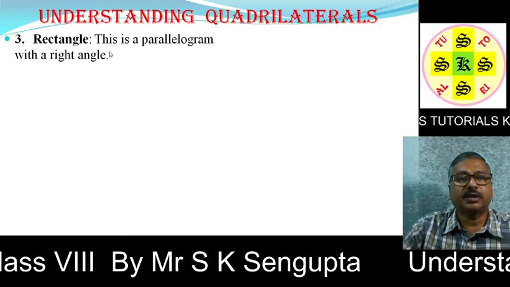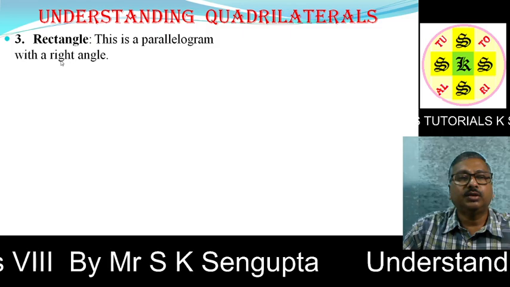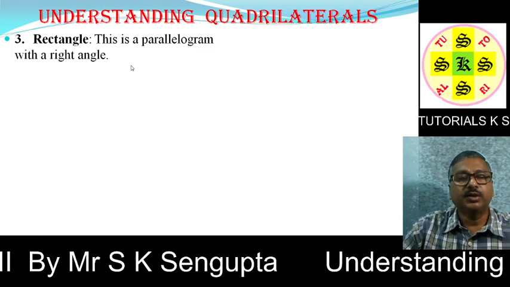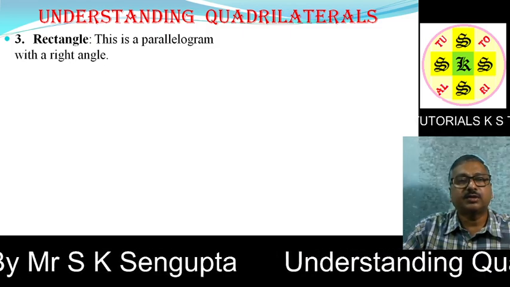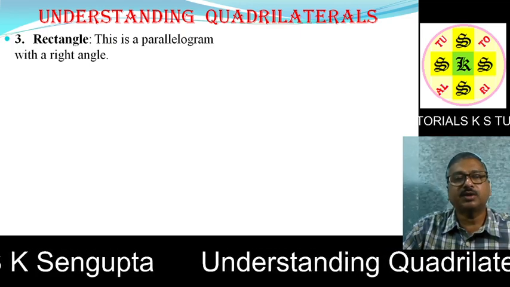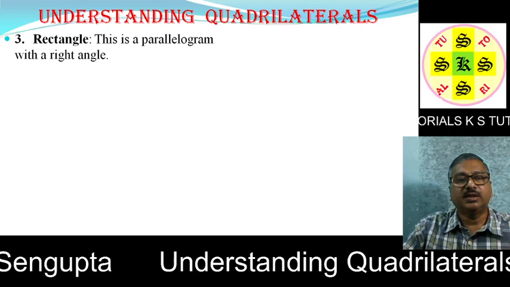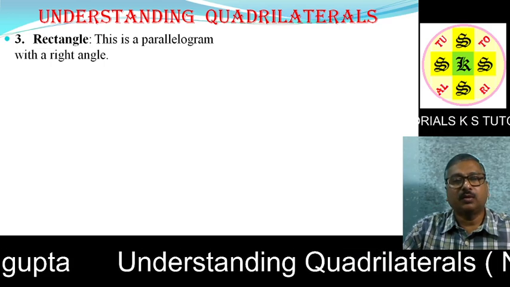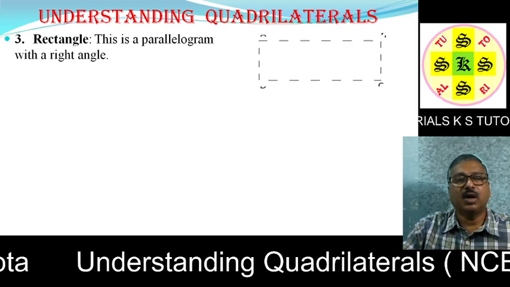Rectangle. Now let us define a rectangle. This is a parallelogram with a right angle. Now we can start the definition from the polygon itself. But if we say this is a parallelogram, then all the properties of a parallelogram must be satisfied. That is, both pairs of opposite sides are parallel, with one angle 90 degrees.